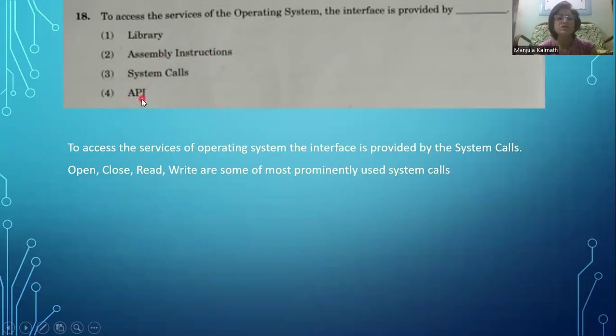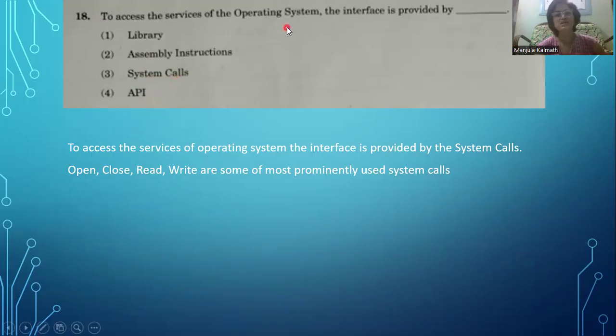And here we have API, application program interface, which is the interface between the computer as well as the user. And one more, API is the interface between the application, that is the user program, as well as the system. Then here we have system calls.